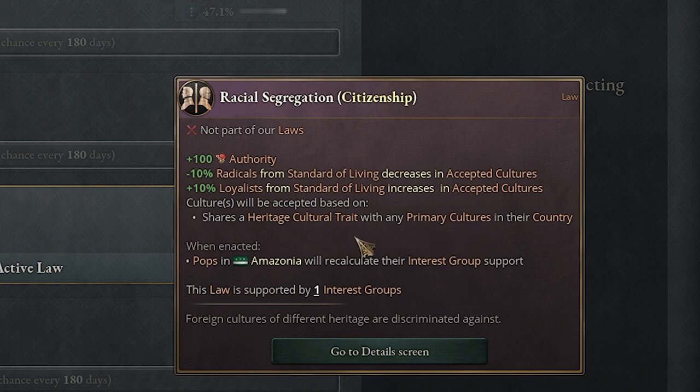So this happens a lot early game, because usually the states that you're taking are the ones near you. So this isn't, like I said, not bad. This is a pretty good early place to be at.